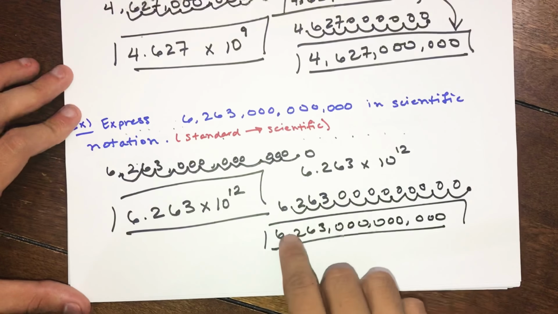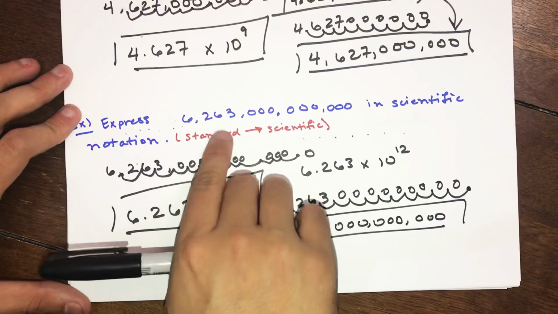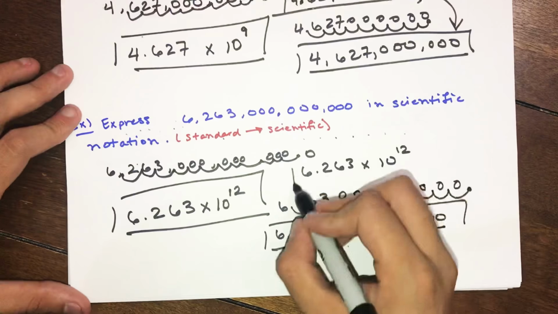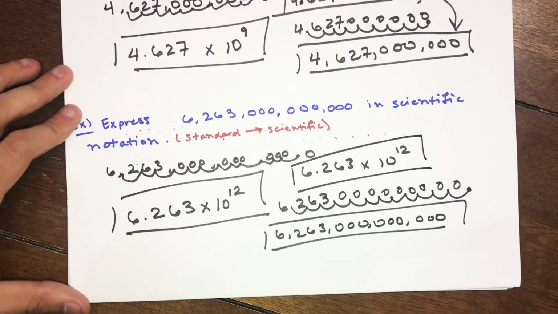Had 9 zeros, 62, 63. Okay, 62, 63, 9 zeros. So that's just what this is right here.